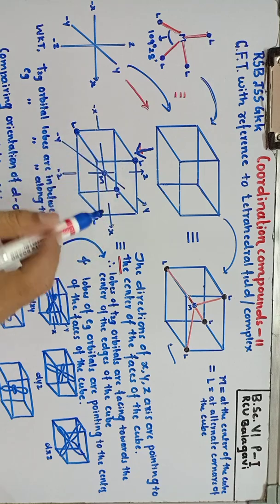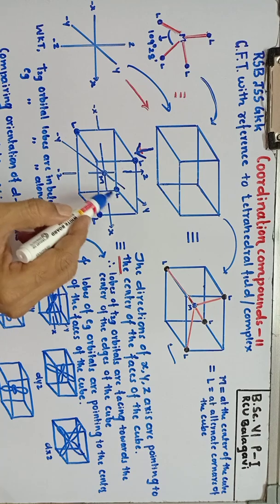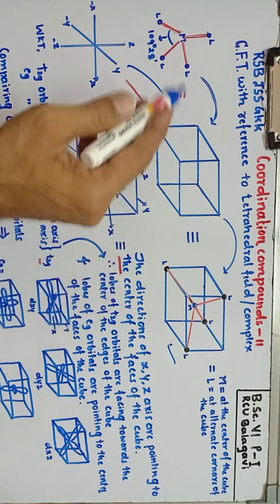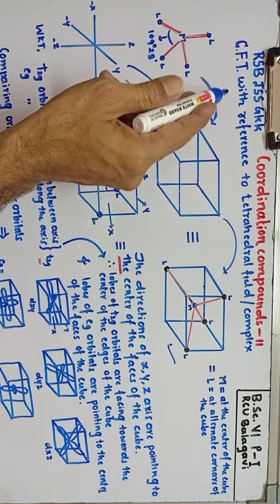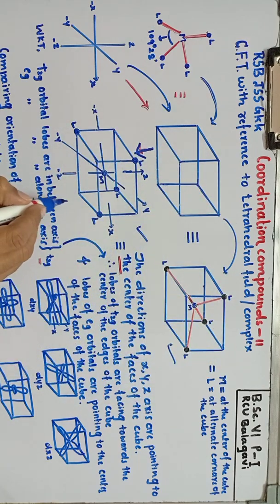So this is the exact structure, the exact structure that we have to write in the exam. That means if they ask you in the exam to explain the crystal field splitting with reference to tetrahedral complex, you have to write this diagram. That means figure 1, this diagram you have to write.